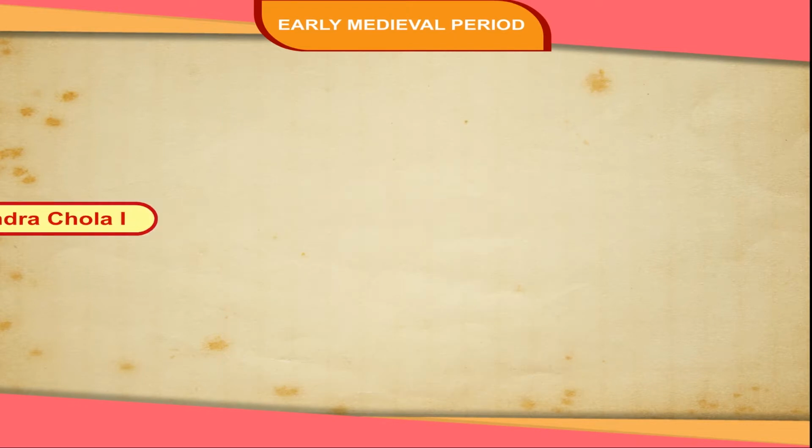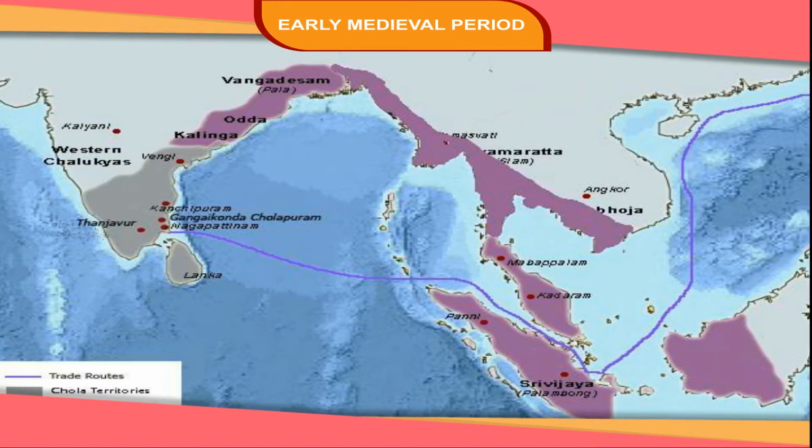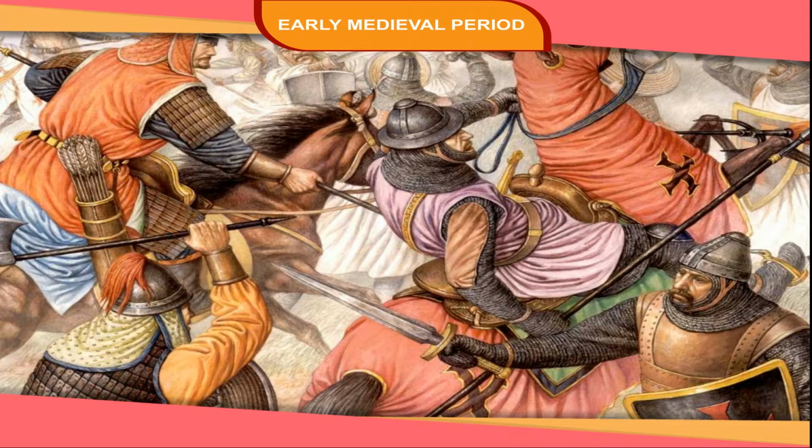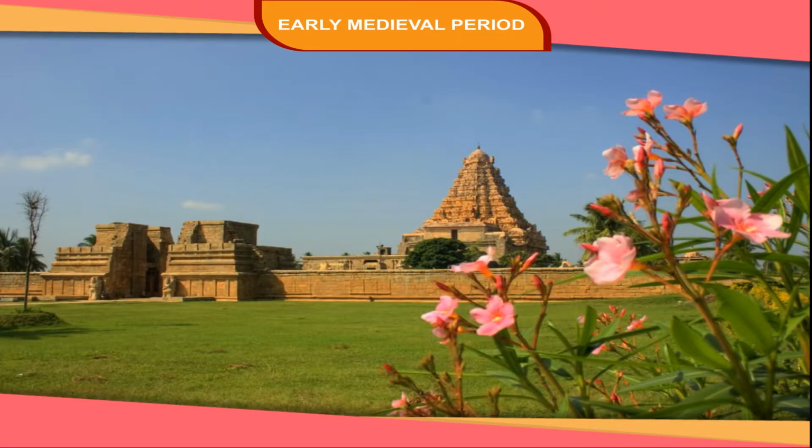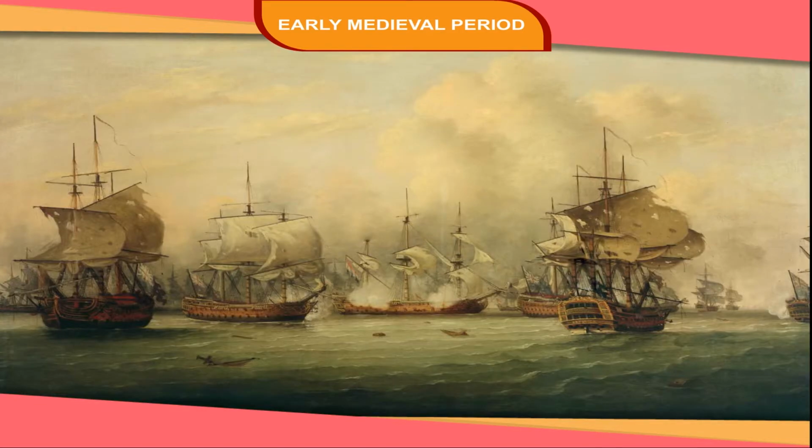Rajendra Chola I. Rajaraja I was succeeded by Rajendra Chola I. According to an inscription, his army defeated the Pala ruler of Bengal and reached the river Ganga. He proclaimed himself as Gangaikonda, the conqueror of Ganga, and named his capital Gangaikonda Cholapuram, the city of temples near Tanjavur. He built a strong navy to control overseas trade and commerce.